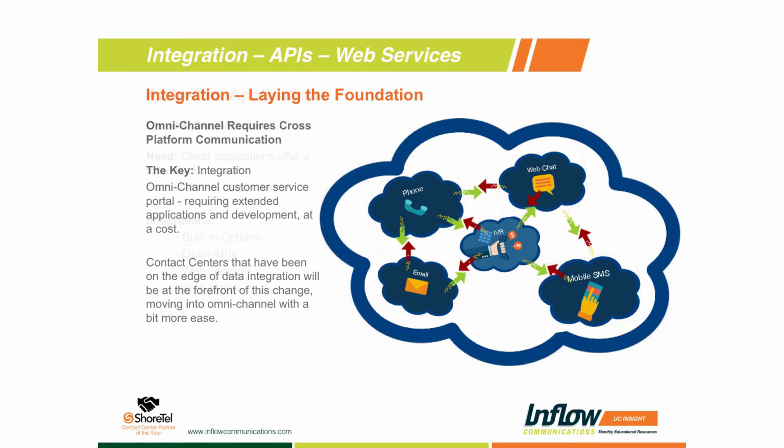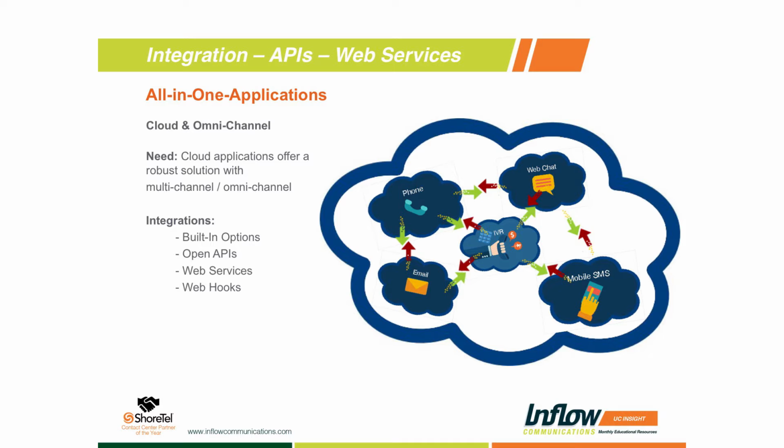the other alternative is looking for all-in-one applications that provide the ability to springboard you forward into what today's demands are. And there are some really good cloud options that provide Omni-Channel solutions amidst their total solution, which has multiple channel support, of course. The need typically is cloud applications offering a robust solution with multi-channel, omni-channel. And that's what most clients are looking for when I discuss applications with them. They want to get it all in one place.